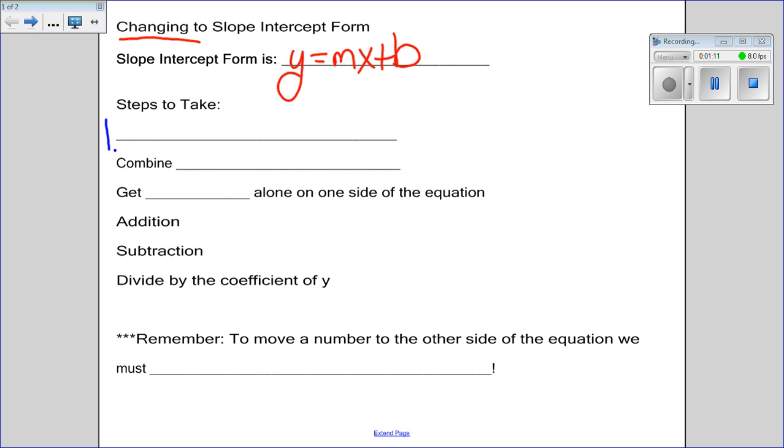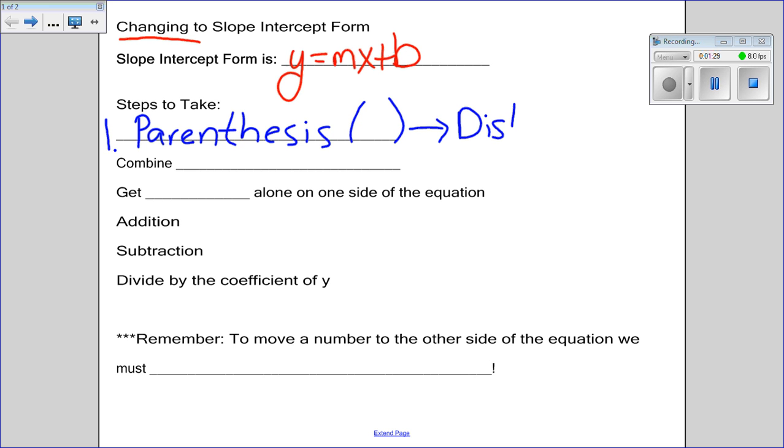Your first step, you are looking for any place where you see parentheses, okay? Anytime you see parentheses, you're looking to distribute, okay? You guys know what that means? Let me give you an example, and you might want to write this down. Hint, hint.